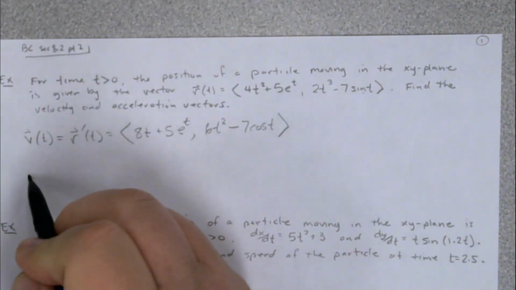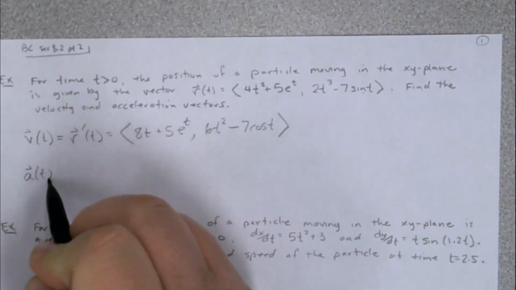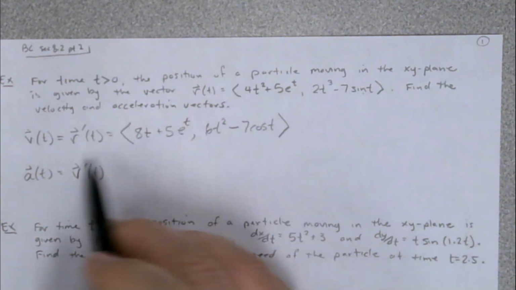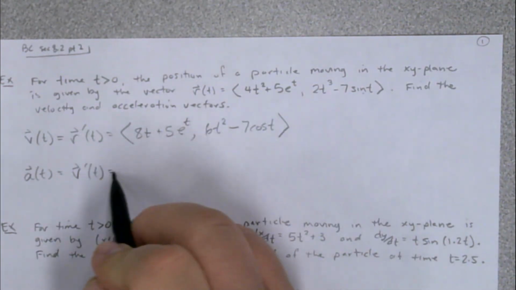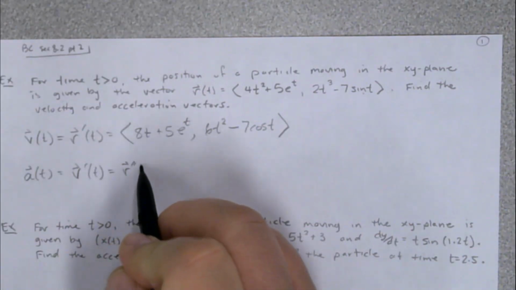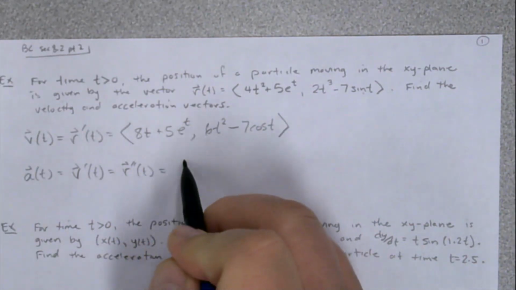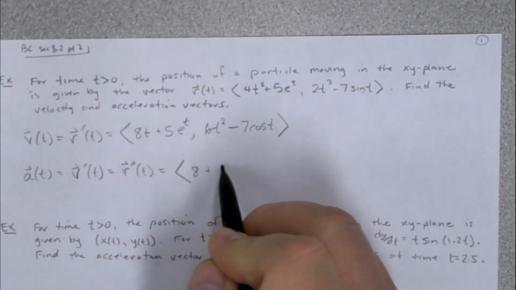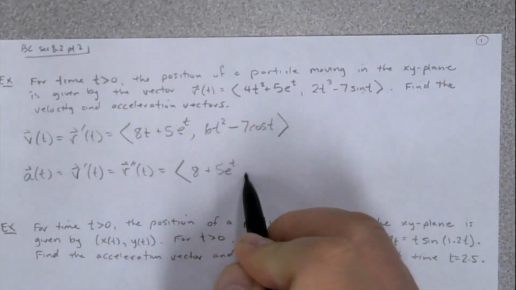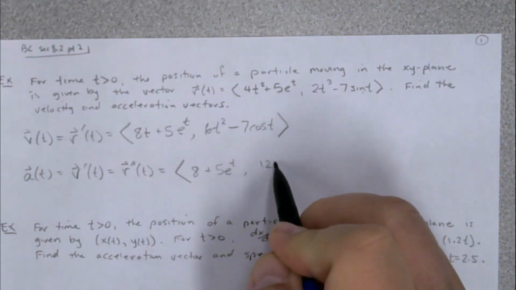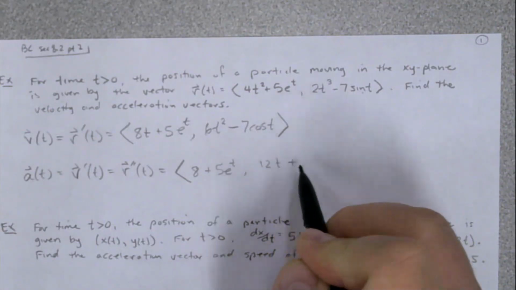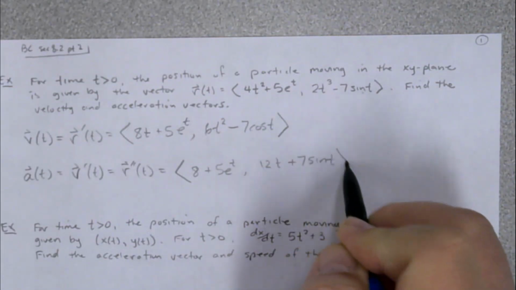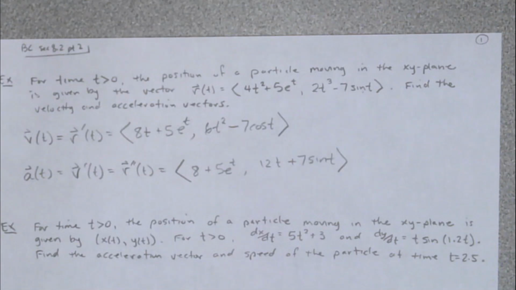The acceleration vector is the derivative of the velocity vector, which is this right here, which we can also write as the second derivative of the position vector. So let's take the derivative of this, and you simply get 8, 5e to the t, and this one will be 12t plus the sine of t. And there you go. It is that simple.